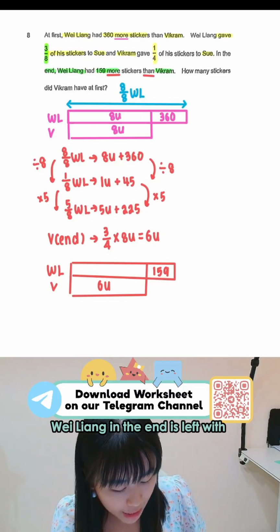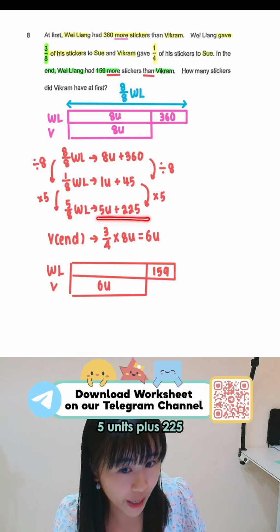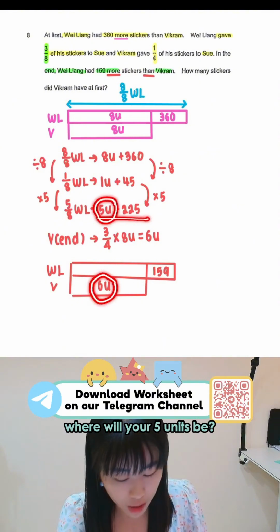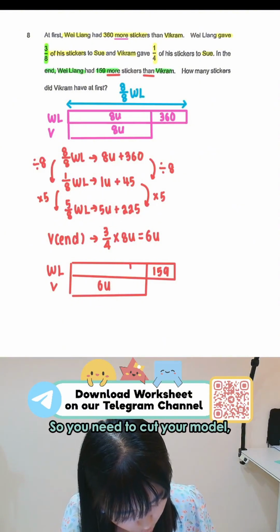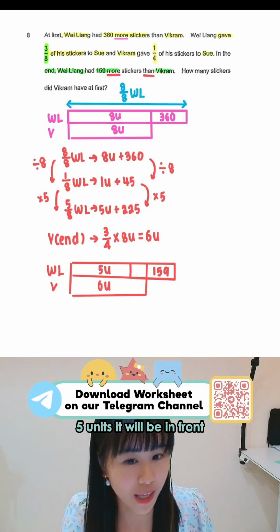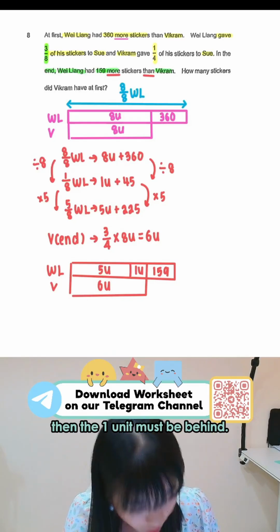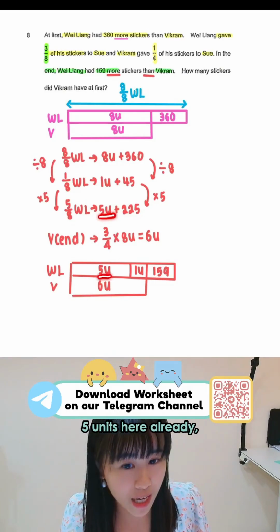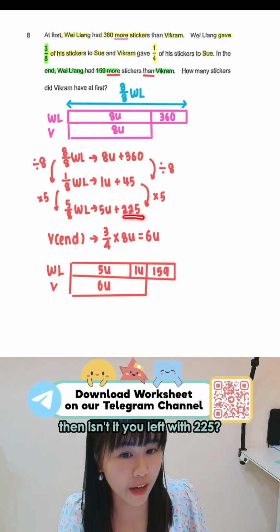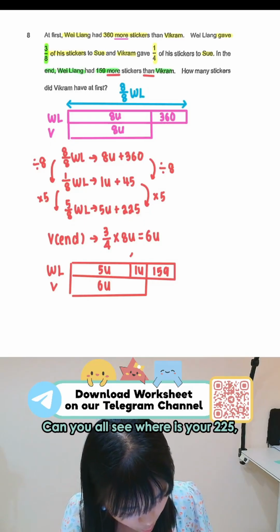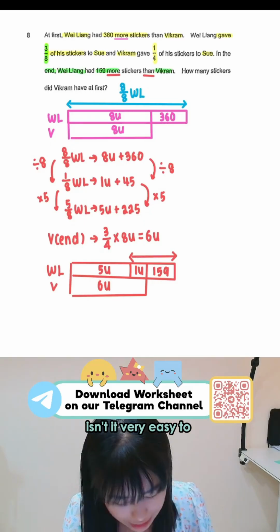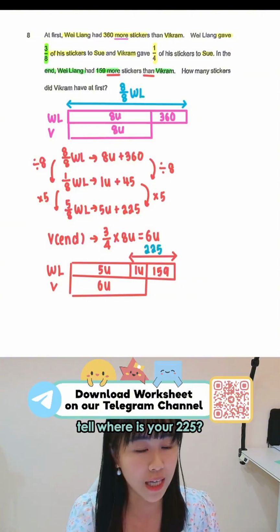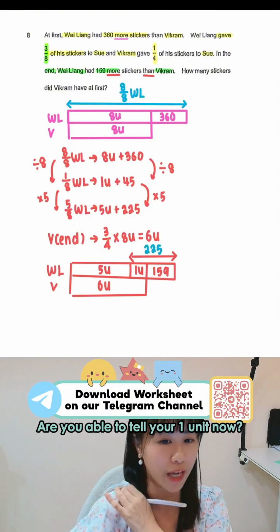Then now you fill up Wei Liang. You see, Wei Liang in the end is 5 unit plus 225. So if here is 6 unit already, where will your 5 unit be? So you need to cut your model, right? 5 unit, it will be in front. Then the 1 unit must be behind. Then if you fill up your 5 unit here already, isn't it you're left with 225? So can y'all see where's your 225, everybody? Isn't it very, very easy to tell where's your 225? Can see or not?